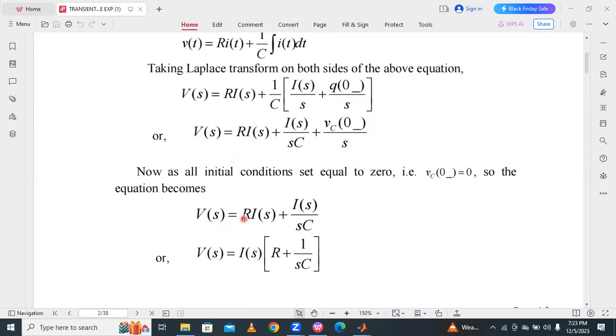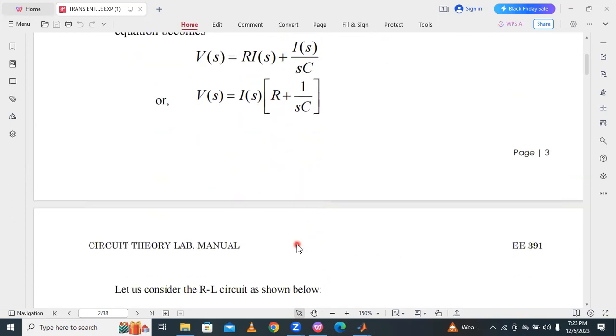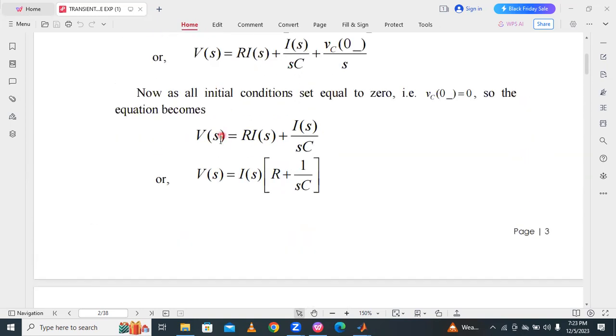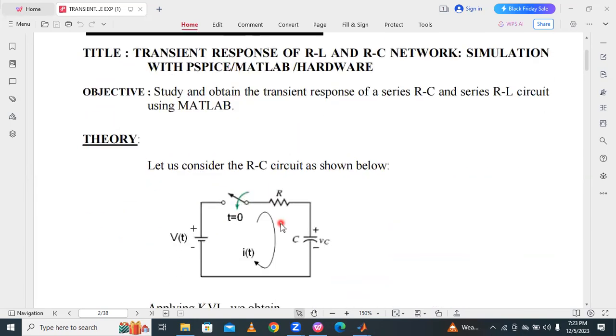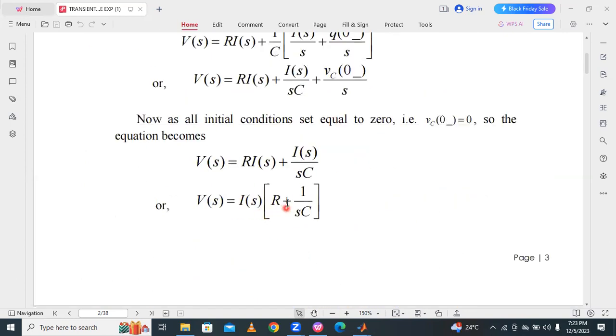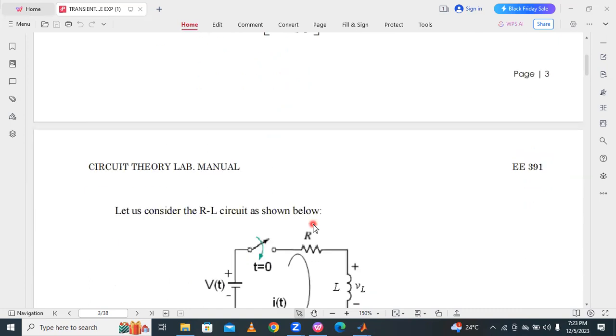And this equation, V of S is equal to R into I of S plus I of S by SC. Then V of S is equal to I of S, taking it common, into R plus 1 by SC. This is the current, and this is the voltage equation across V of S. So source voltage V of S is equal to I of S into R plus 1 by SC. And this is the series RC circuit.